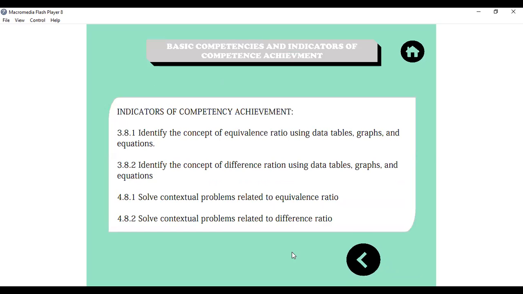The indicators of competency assessment are 3.8.1, identify the concept of equivalent ratio using data tables, graphs, and equations. 3.8.2, identify the concept of different ratio using data tables, graphs, and equations. 4.8.1, solve contextual problems related to equivalent ratio. 4.8.2, solve contextual problems related to the different ratio.